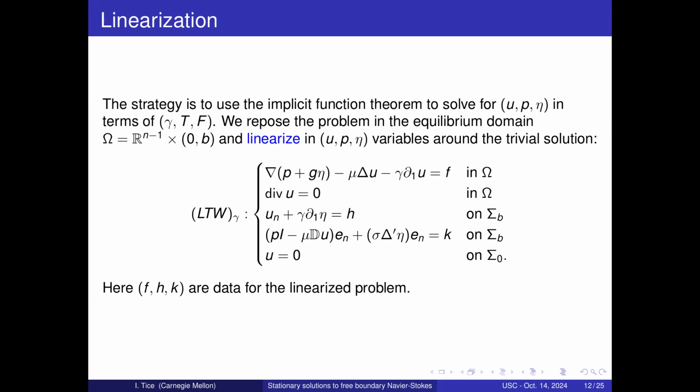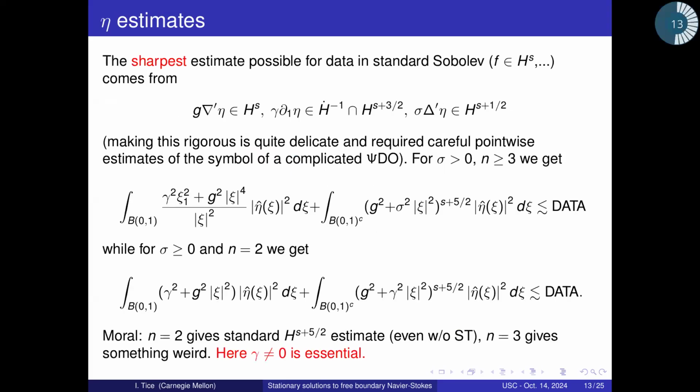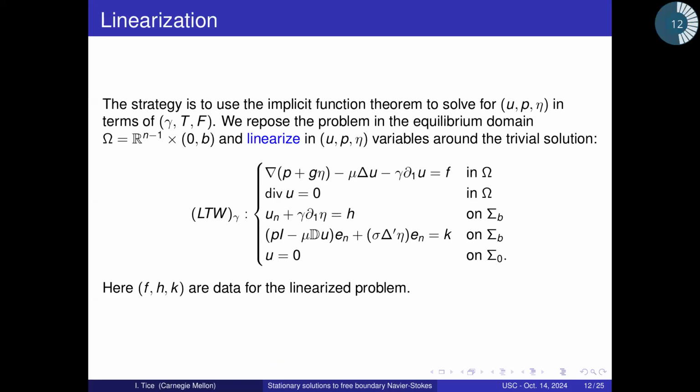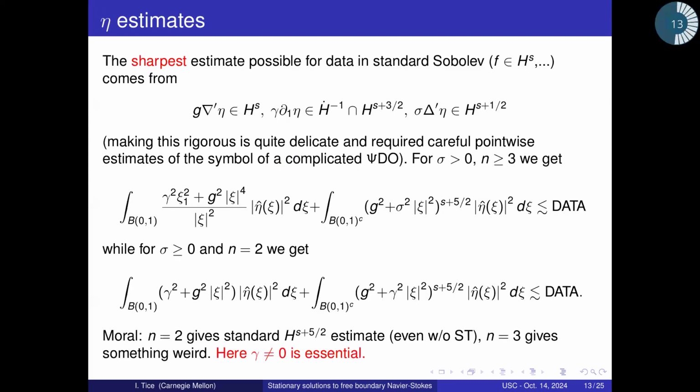Well, for instance, I might expect u to be in H^(s+2), and p to be in H^(s+1). Well, the best estimates that I can get are that the gradient of eta is going to be in H^s. Gamma times the first derivative of eta is going to be in H^(s+3/2) and in H dot minus 1. This maybe is not so straightforward, but it's going to come from this equation together with the divergence free condition. So just trust me, you can prove this. And the Laplacian will be in the space H^(s+1/2).